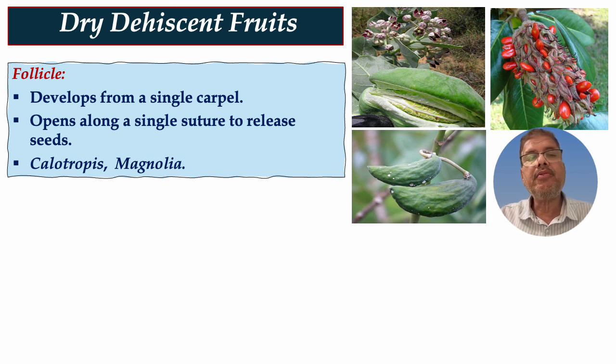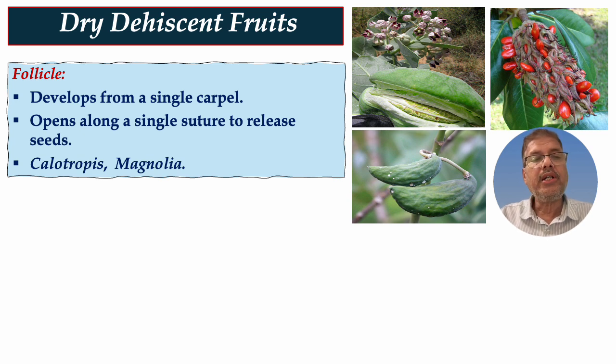In dry fruits, the pericarp is dry and not differentiated into epicarp, mesocarp, and endocarp. It is further subdivided into three types, that is dry dehiscent, dry indehiscent, and schizocarpic fruits. In dry dehiscent fruit, the pericarp is dry and splits open along the sutures to liberate seeds. They can be further classified into following types.